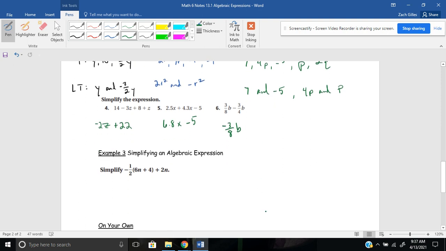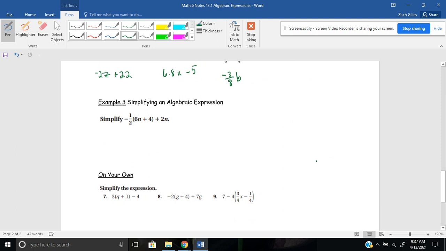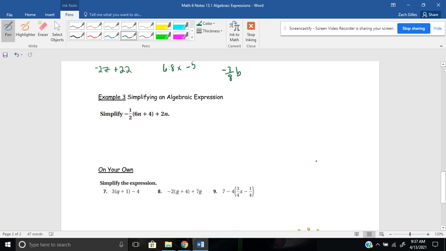Okay. Let me know if you have questions on any of those. For example 3 here, we've got a situation where you are going to need to use the distributive property to simplify this. Remember, whenever you see this number outside of the parentheses, it means to distribute it inside the parentheses or multiply by everything inside the parentheses. So -half times 6n, in other words, what's half of 6? Well, that would be 3n.